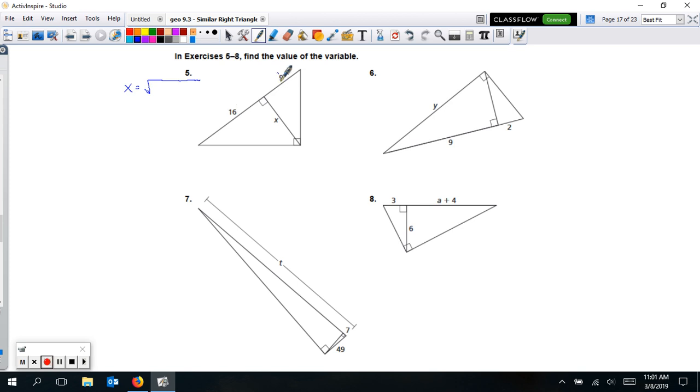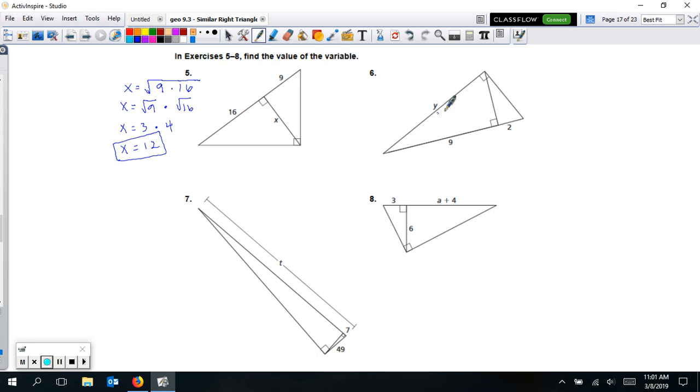Segment 1, segment 2. So 9 and 16 are segment 1 and segment 2, so 9 times 16. We could multiply those, but I already noticed 9 and 16 are both perfect square numbers, so I can break those apart into their own radicals. Square root of 9, square root of 16. That's just going to be 3 right there, and this is going to be 4. So we get 12 on that one. So x is going to equal 12. There's our answer for x.